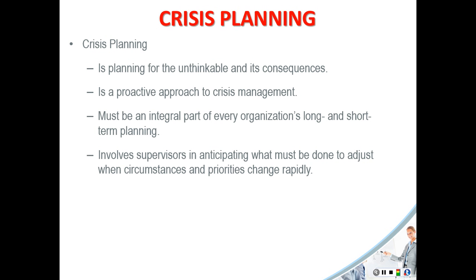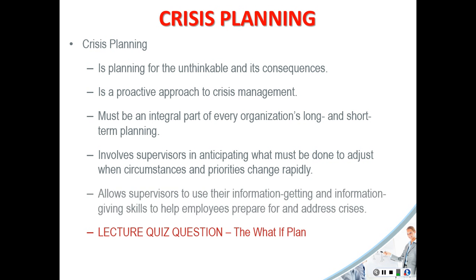So management and supervision has to anticipate what has to be done to adjust when circumstances and priorities change rapidly. It also allows supervisors to use their information getting and information giving skills to help their employees prepare for and address crises. It's what I call the what if plan. What if this happens? What if that happens? It's an alternative plan or a backup plan to cover in case something goes wrong. And it's something that you should plan ahead. Always look at everything you're doing and go, all right, if that doesn't work, what do we do? What if this doesn't happen? What should we do then? Always have an alternative backup plan.